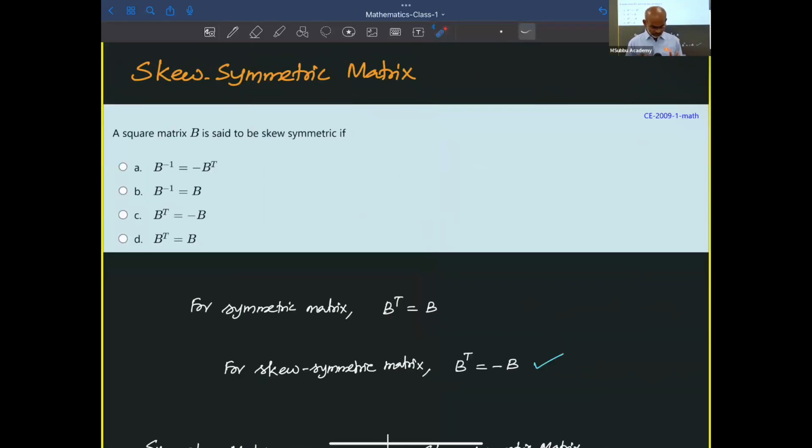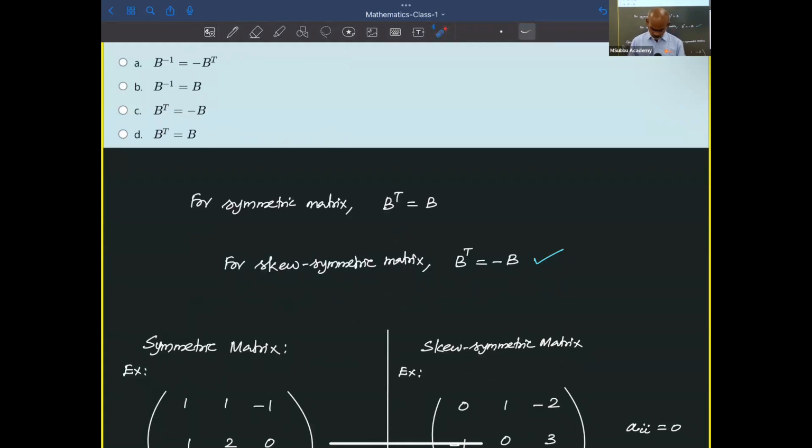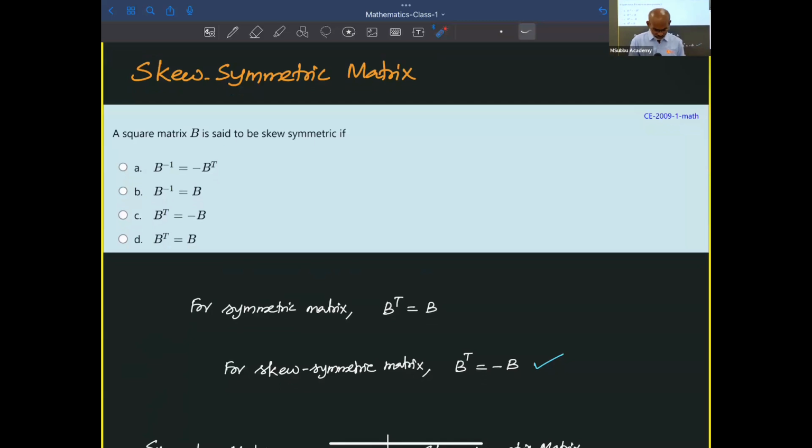What is called symmetric and skew-symmetric. We are given a square matrix, and when will it be skew-symmetric? For a symmetric matrix, the transpose is simply equal to the original matrix. For a skew-symmetric matrix, the transpose is equal to minus of the given matrix. So here it is skew-symmetric, so the transpose is minus of the given matrix. This is the correct thing for skew-symmetric, whereas the other is the correct thing for simply symmetric.